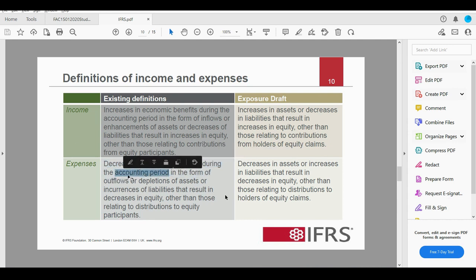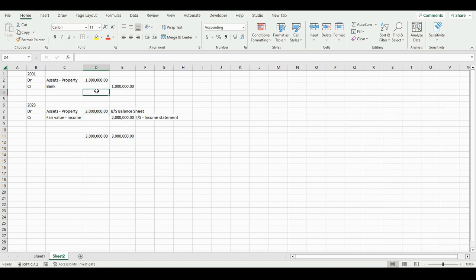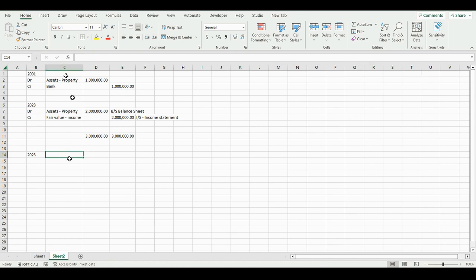It has to be in the accounting period in the form of outflows. Money going out, depletion of assets. So depletion of asset would be an opposite of this, because sometimes an asset can be written down. You buy an asset for 1 million in 2023. Let's say in 2023 we realize that, oh no, this asset has actually lost value. So again, you'll have a debit and a credit, but now your asset will be on the credit side because it's losing value.